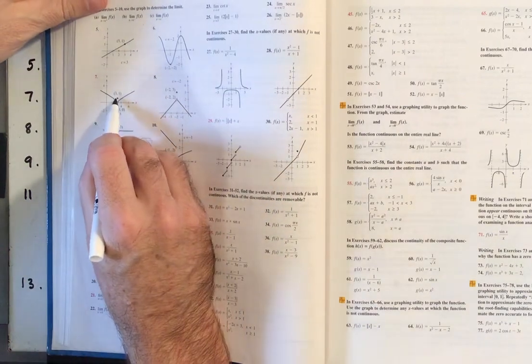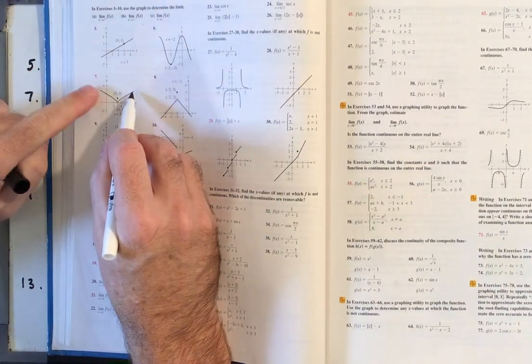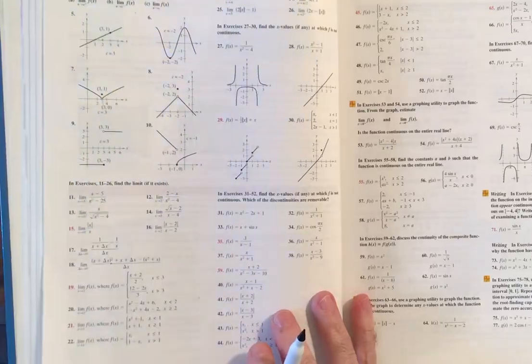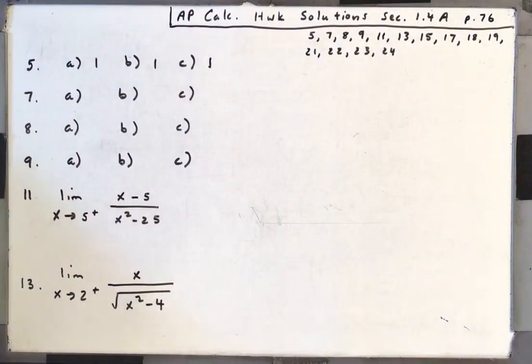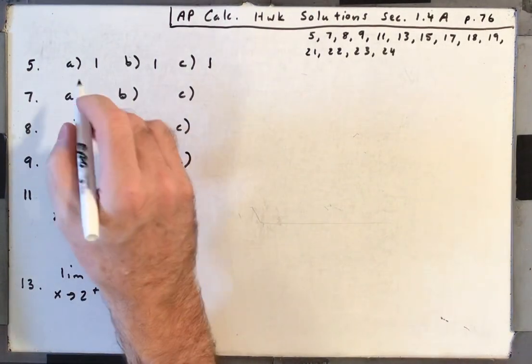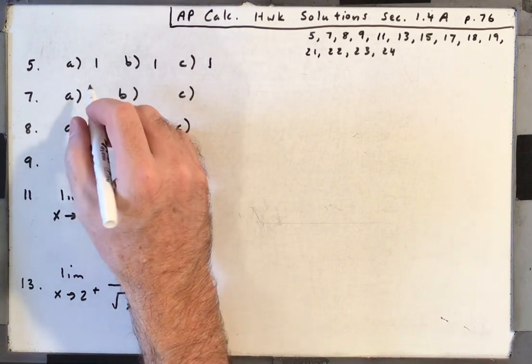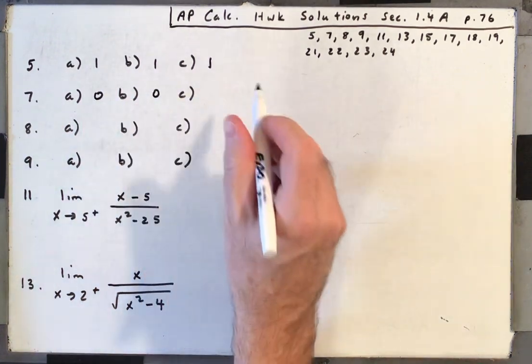This dot here doesn't really matter. You're just following the function. So in this case, the limit does not equal f of x. All right, so that's going to be 0, 0, and 0.